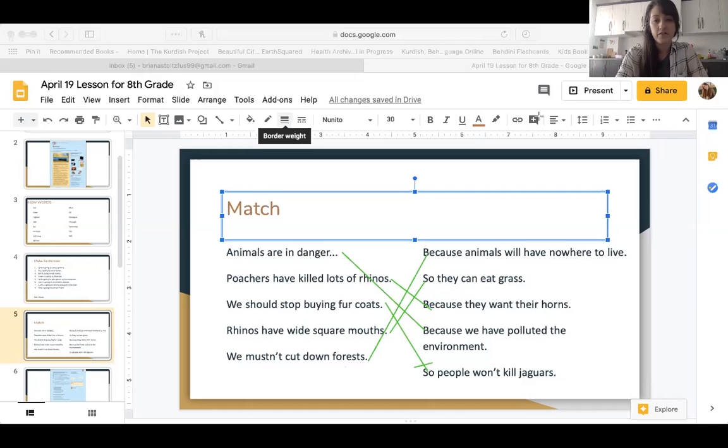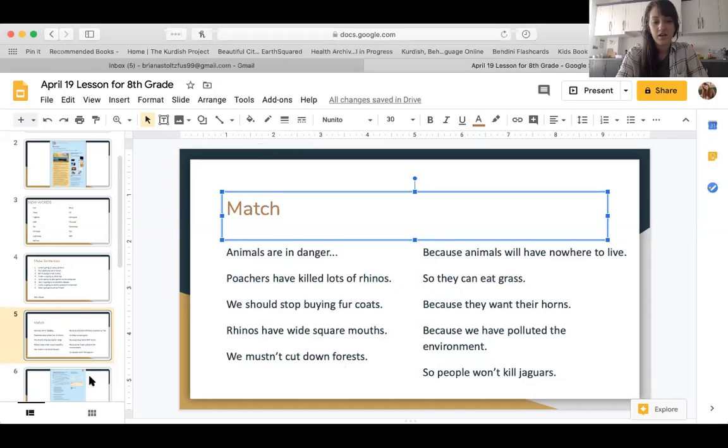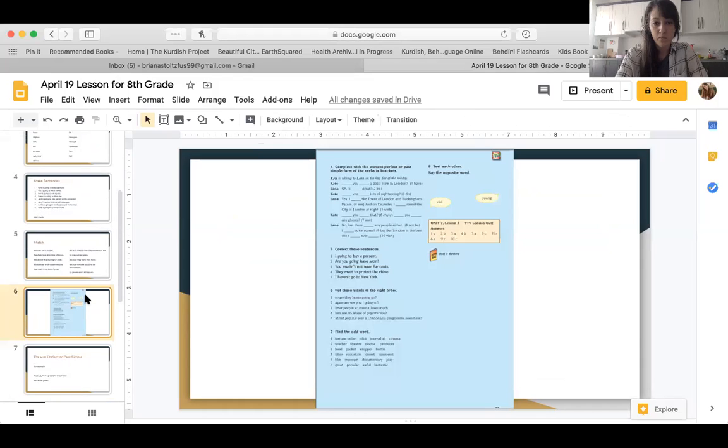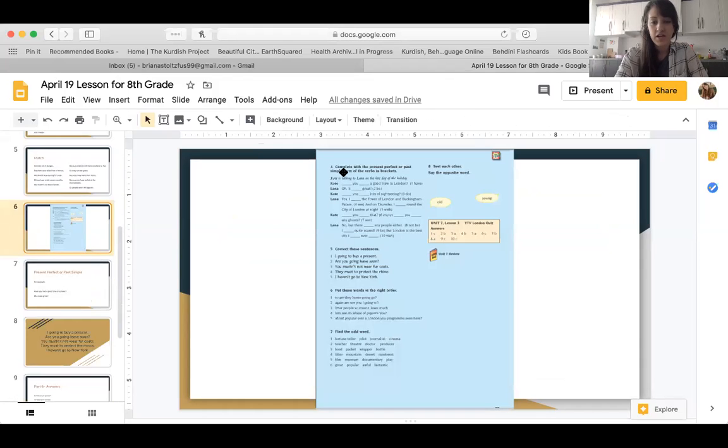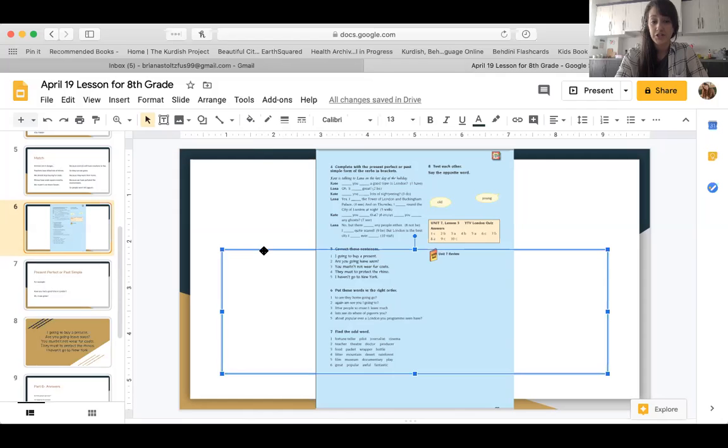Let's move on to part 4. This is page 89, part 4. Complete with the present perfect or past simple form of the verb in brackets. Do you remember the difference? Present continuous is when we have a verb with ing. I am reading. You are listening. Oh, I'm sorry, that is present continuous, not present perfect.